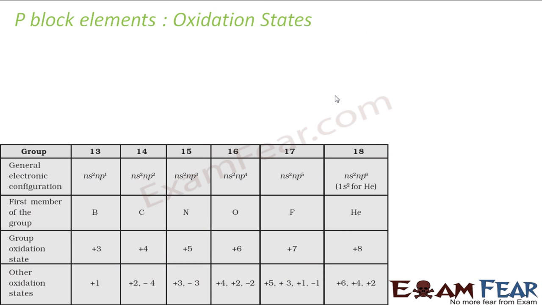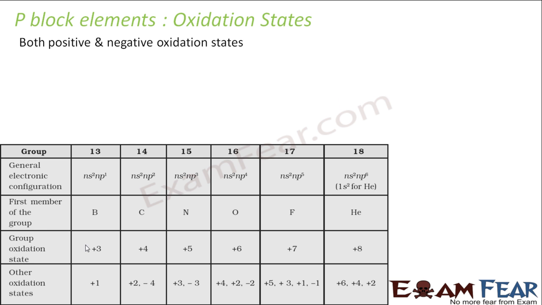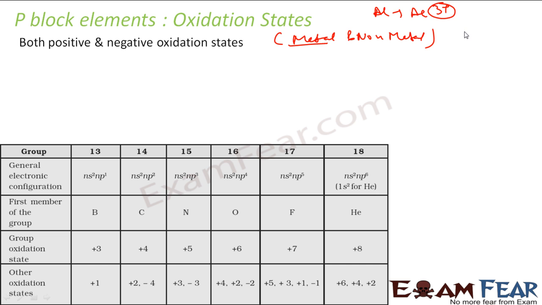Let's talk about the oxidation states now. The first thing is that the block has both positive and negative oxidation states. Since we have both metals and non-metals, we have both. Typically metals have positive oxidation states, for example, aluminum will have Al3+. And chlorine has a negative oxidation state. So we have both positive and negative oxidation states since we have both metals and non-metals.